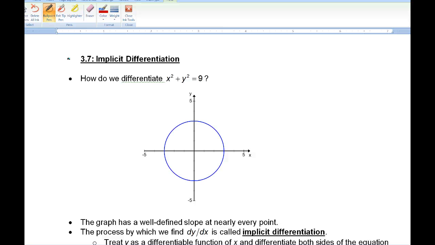Okay. We ready? Implicit differentiation? It's good. It's fun. Don't worry. All right. How do we differentiate that equation? Okay. So differentiate means find the derivative. Okay, so derivative.